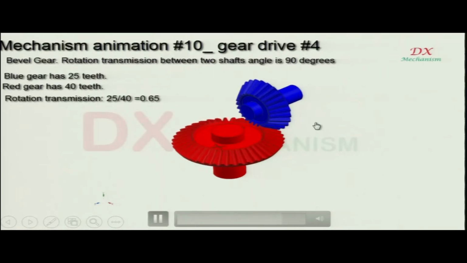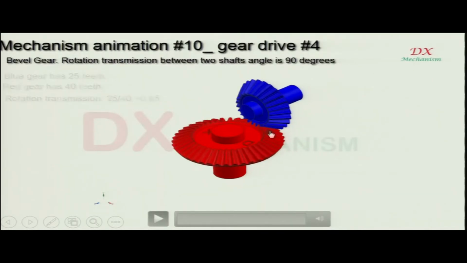So, if your input gear is smaller and the output gear is bigger, the output shaft will rotate at a lower RPM than the input shaft, and vice versa. If this is bigger and this is smaller, then it will rotate at a high speed, as you understand. This is the same thing as in the case of the pulleys that we saw in the earlier mechanism.